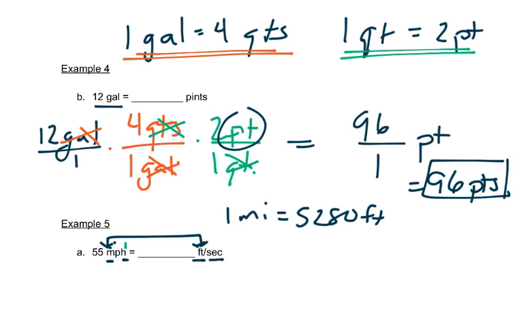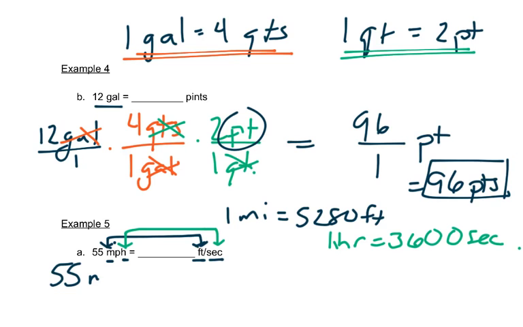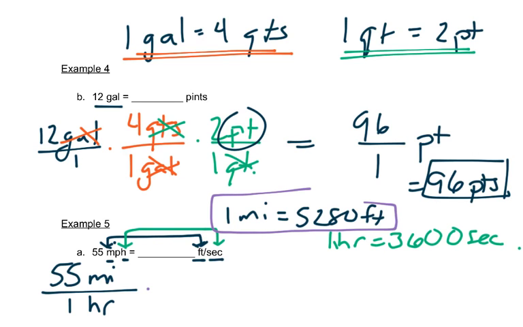Now we also have time here. We have hours and seconds. And we can see on our page that 1 hour is equal to 3,600 seconds. So when we write our first fraction, we'll have the 55 miles. Per means divided by, so we divide it by 1 hour. So let's deal with the miles part first, using this fraction. The miles is on top, so I'm going to put the 1 mile on the bottom.